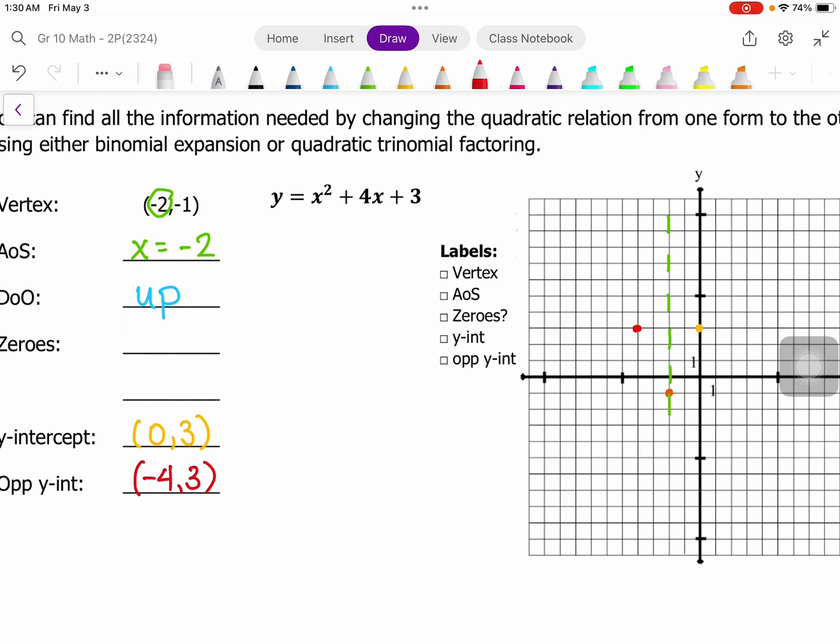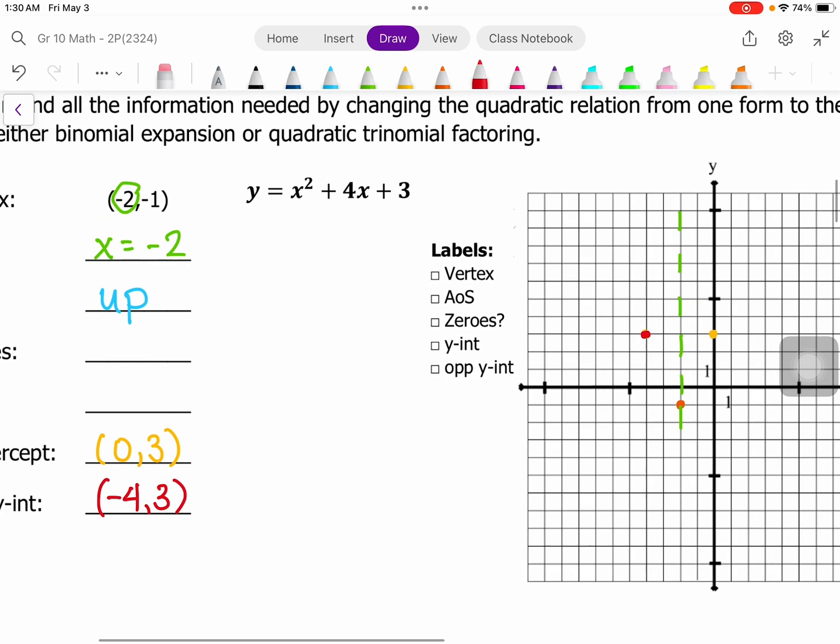So the last thing I need are my zeros, and that I can determine by doing quadratic trinomial factoring.